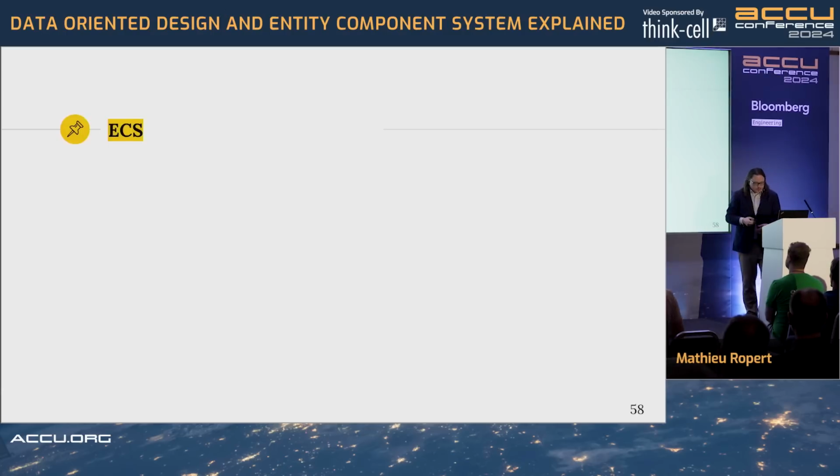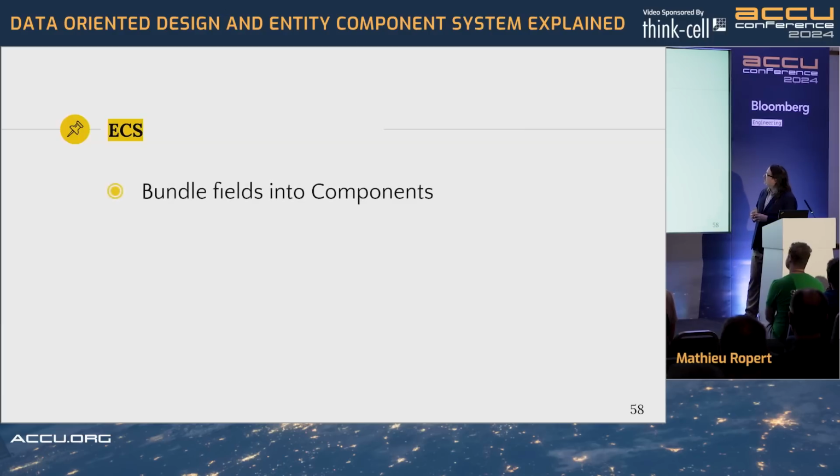Cool. So now that maybe I've sold you on the idea of changing the way you write structs, what if we try to formalize this as a design pattern? And maybe, what if we overdid it just a bit? All right, let's talk about ECS.